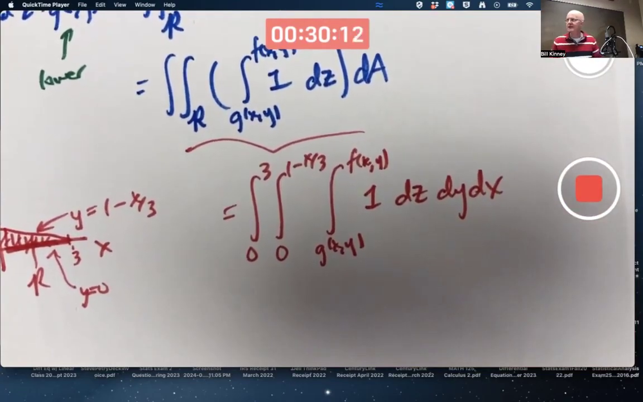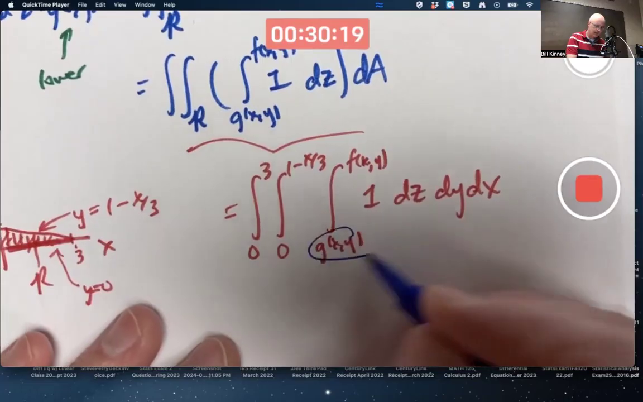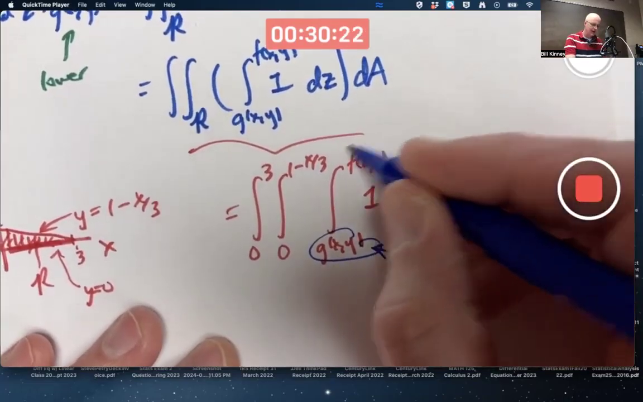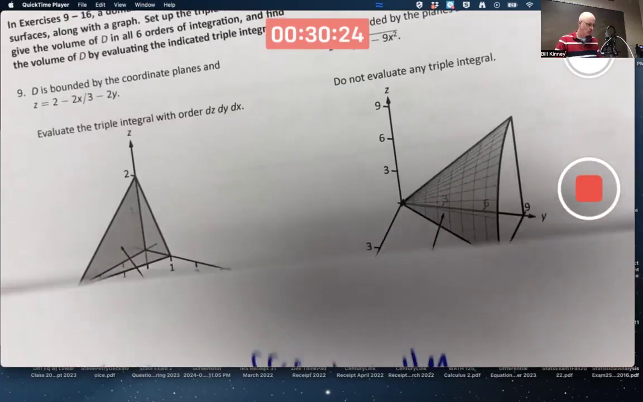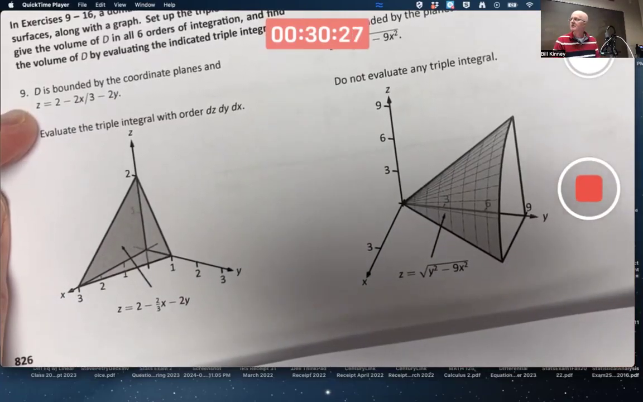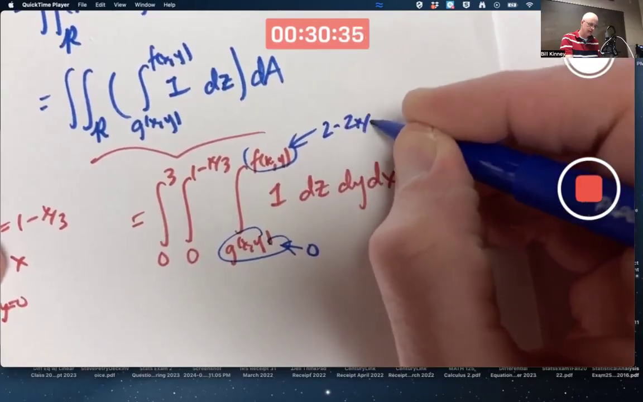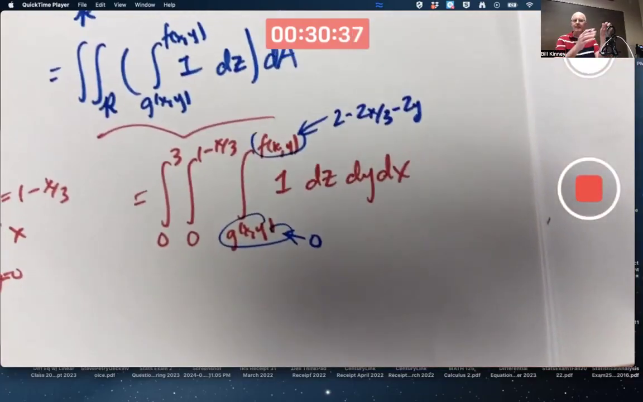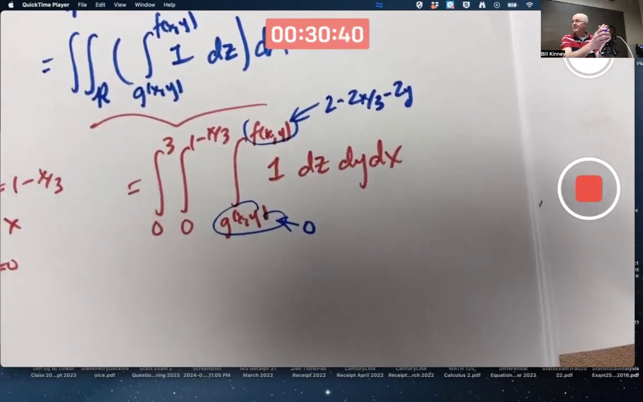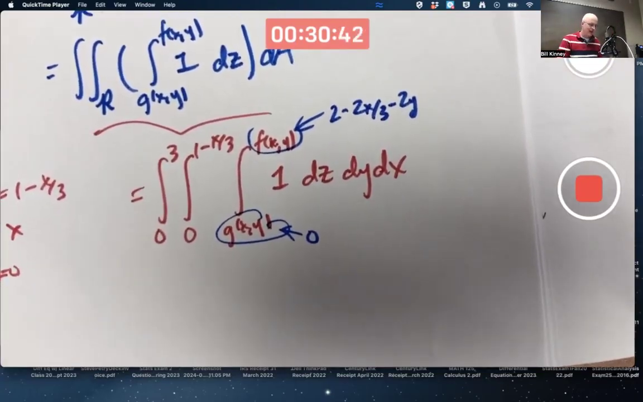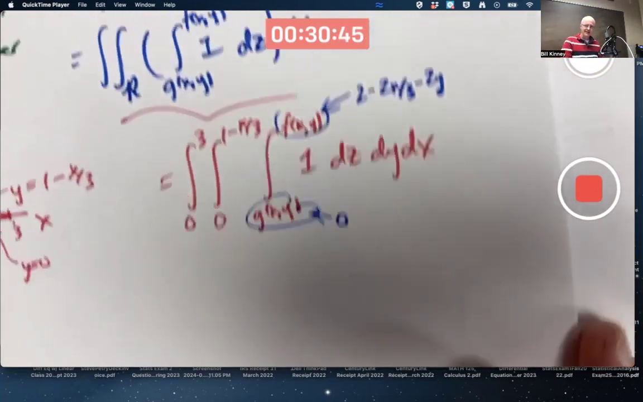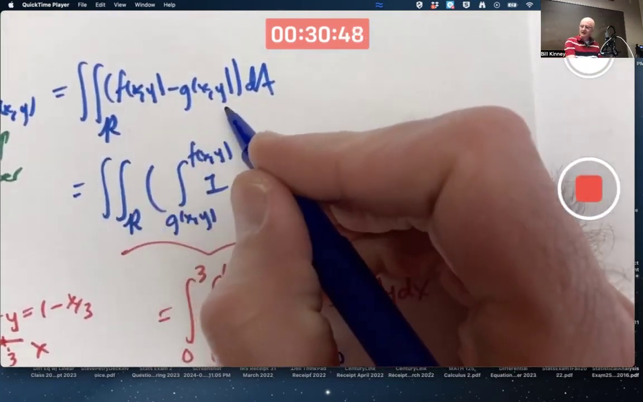where f of xy and g of xy are in the original three-dimensional picture, the top function and the bottom. G of xy was 0. F of xy was that function there: 2 minus 2x over 3 minus 2y. That's what we got to do to find the volume. But doing the inner integral is very easy. You just get the difference, f of xy minus g of xy.